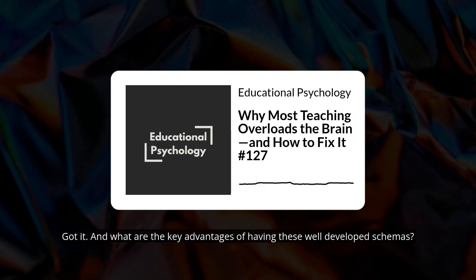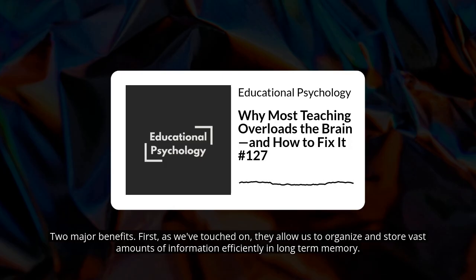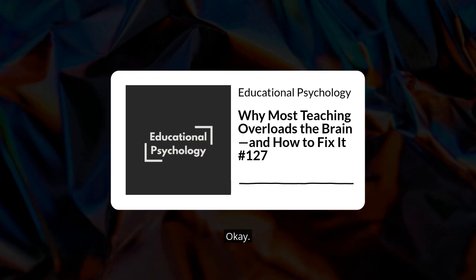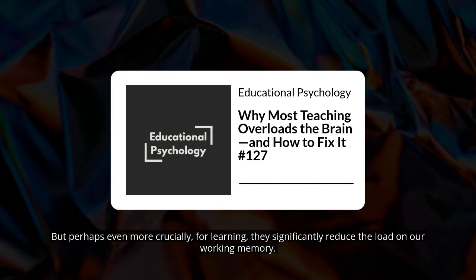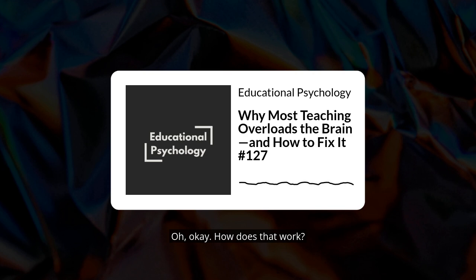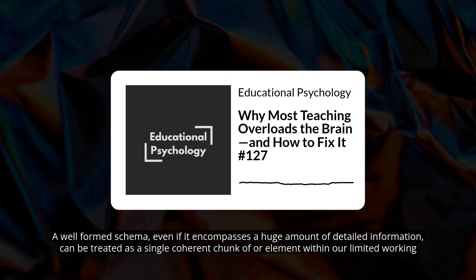Got it. And what are the key advantages of having these well-developed schemas? Two major benefits. First, as we've touched on, they allow us to organize and store vast amounts of information efficiently in long-term memory. But perhaps even more crucially for learning, they significantly reduce the load on our working memory. How does that work? A well-formed schema, even if it encompasses a huge amount of detailed information, can be treated as a single coherent chunk or element within our limited working memory.